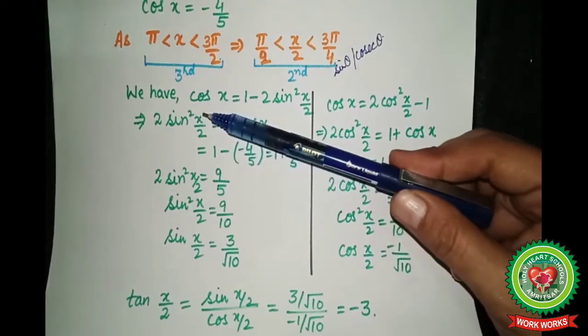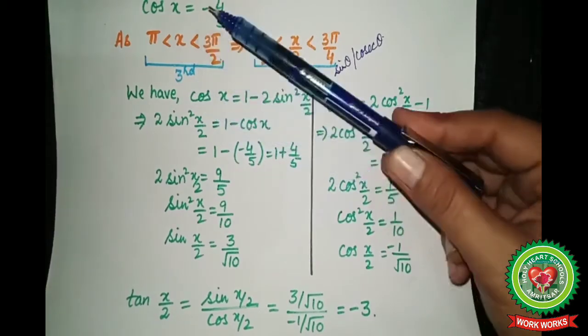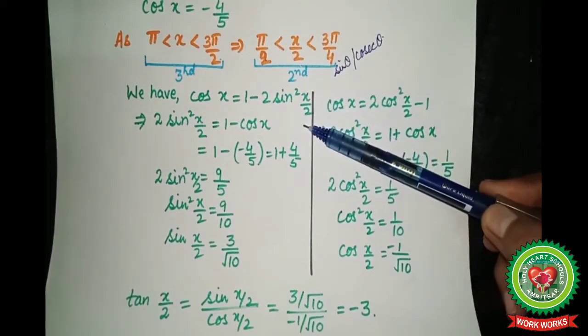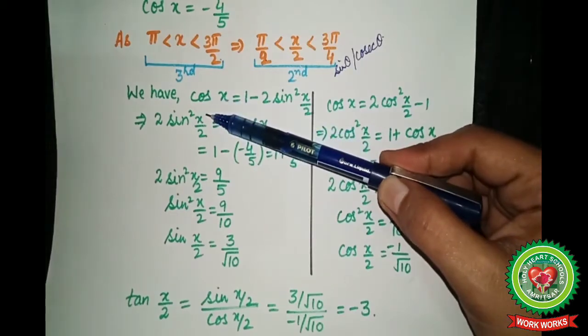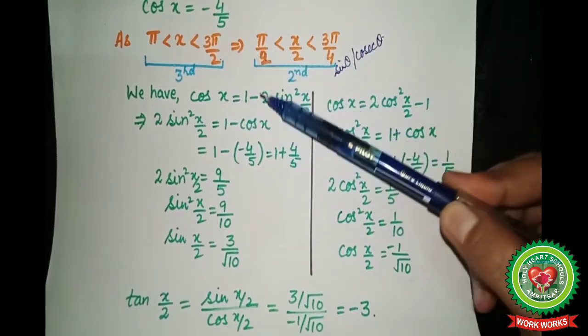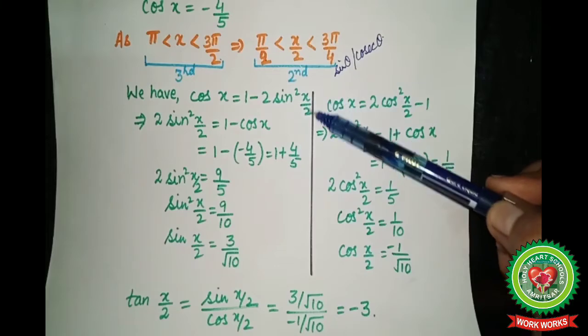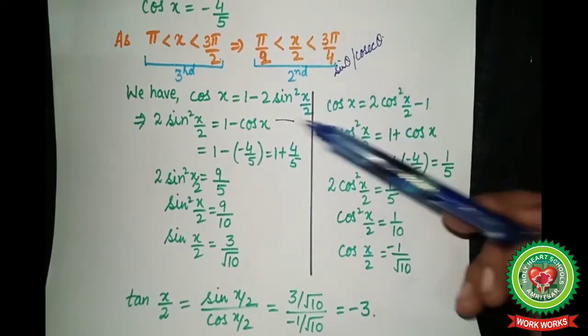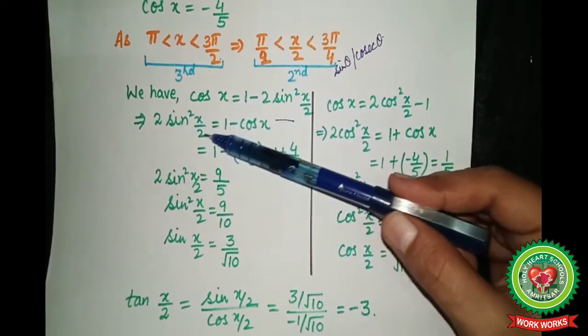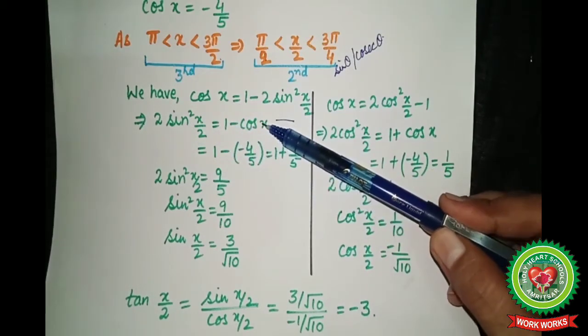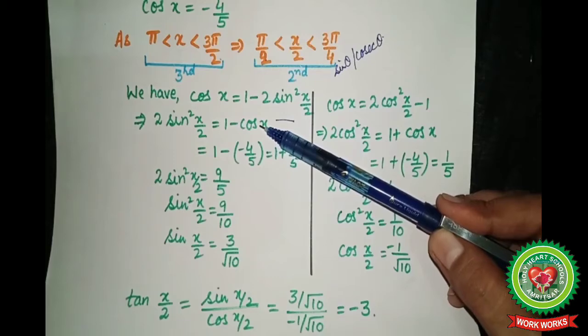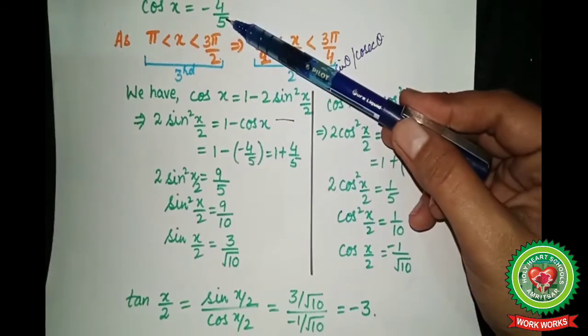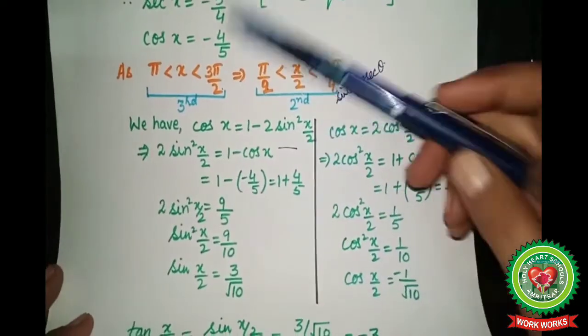Now, from the single angle we have to find the submultiple angle. We have a formula: cos x is equal to 1 minus 2 sin square x by 2. From here we can find the value of 2 sin square x by 2. So 2 sin square x by 2 is equal to 1 minus cos x. Here put the value of cos x, that is minus 4 upon 5.